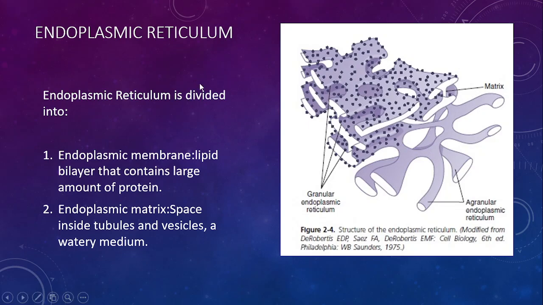The first organelle I would like to discuss is the endoplasmic reticulum. I think I have already discussed it somewhat in the diagram previously mentioned. The endoplasmic reticulum is a membranous structure, so definitely it contains an endoplasmic membrane, and inside the membrane there is the endoplasmic matrix space, and this is a diagram showing the endoplasmic reticulum.